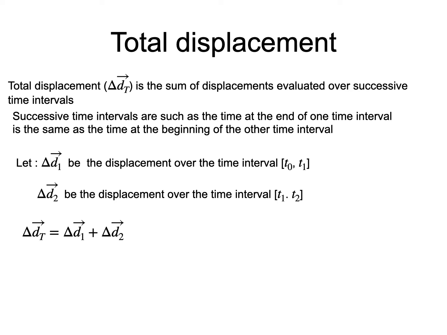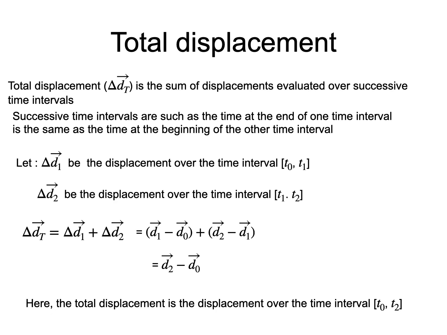If you replace the displacement with the relation they have with the positions at the beginning and at the end of the time intervals, you get this. The position at time t1 can be cancelled, and we are left with this, which is the displacement over the time interval t0 to t2.